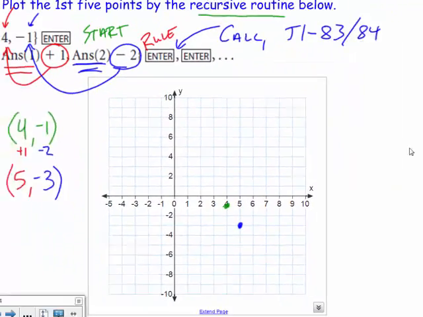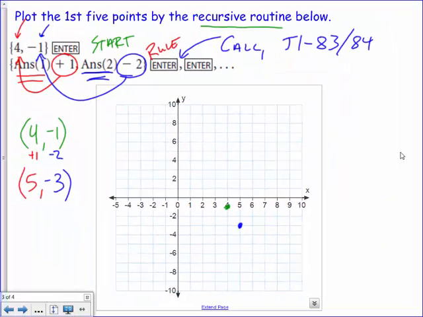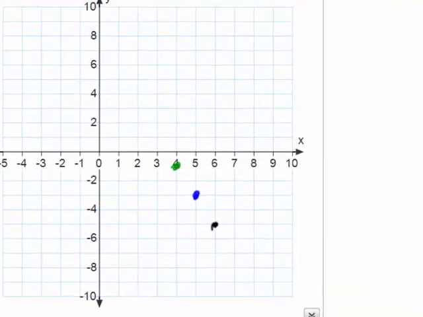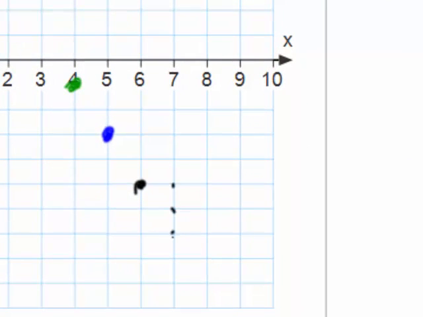And the same thing should occur every single time. I should add 1 in the x direction, and I should subtract 2 in the y direction. So my next point would be 6, -5. Hopefully you can tell that you're going right 1 and down 2 to get your next point. It says plot the first 5 points, so I've got to get 1 more. Right 1, down 2. There we go. And if I notice, these guys are making a linear relationship. If I follow the same recursion rule by adding 1 in the x and subtracting 2 in the y, it has a linear relationship.